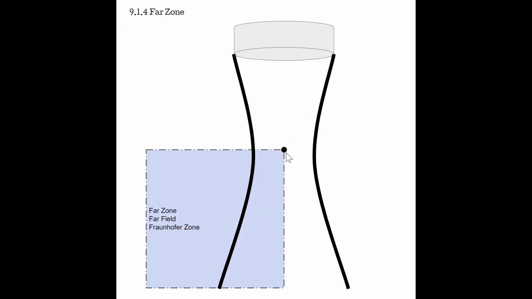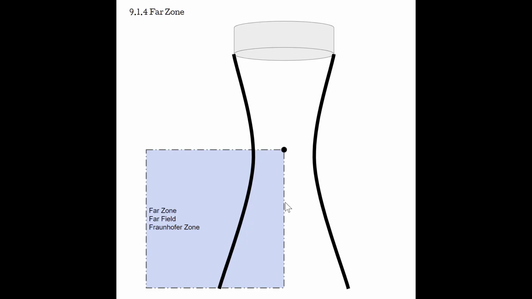Next up, we have the far zone. The far zone is going to start at the focus. Up until this point, the beam has been converging. It is going to get its smallest at the focus, and it's going to start to diverge in the far field. As you can see, the far field also has 3 names: the far zone, far field, and Fraunhofer zone.